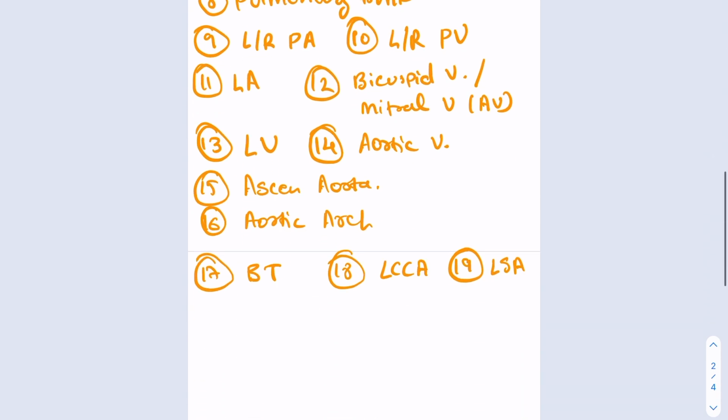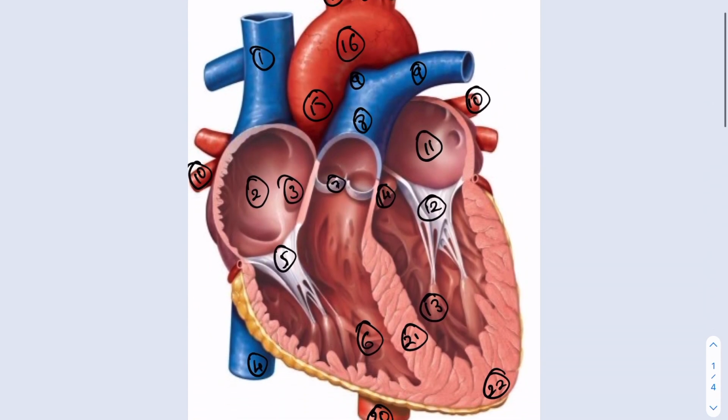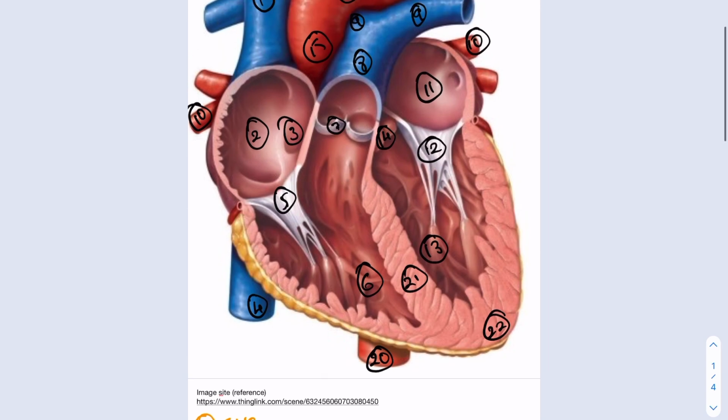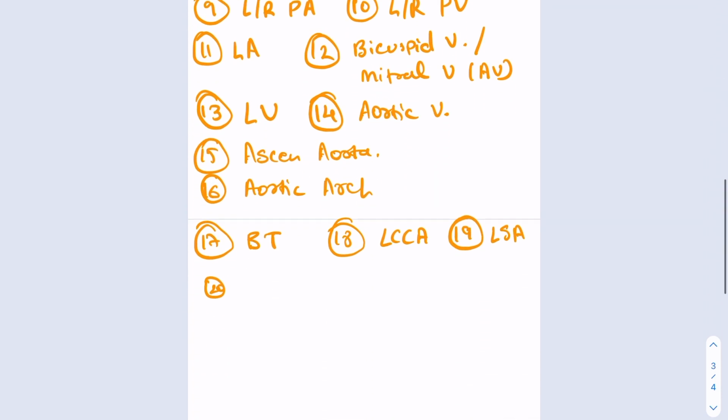Number 20 is basically the extension of the aorta, and it goes down inferiorly. Once it becomes abdominal aorta, then it splits into left and right common iliac arteries. But it goes down, or it's descending. It's descending aorta or thoracic aorta.